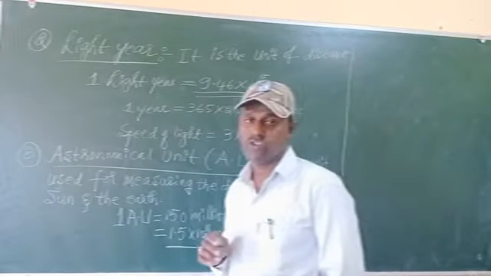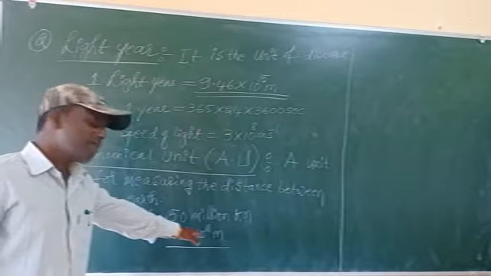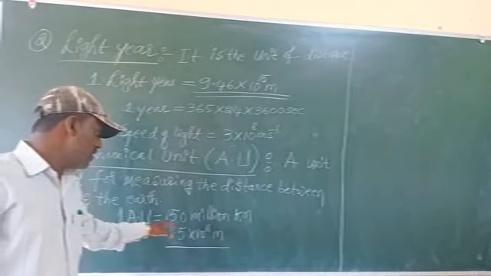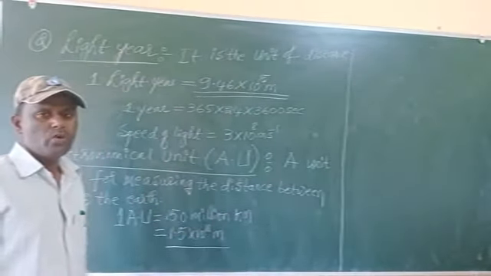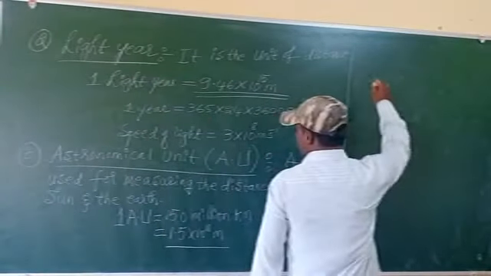The sun is at a distance of 1.5 into 10 to the power of 11 meter or 150 million kilometers from the earth.